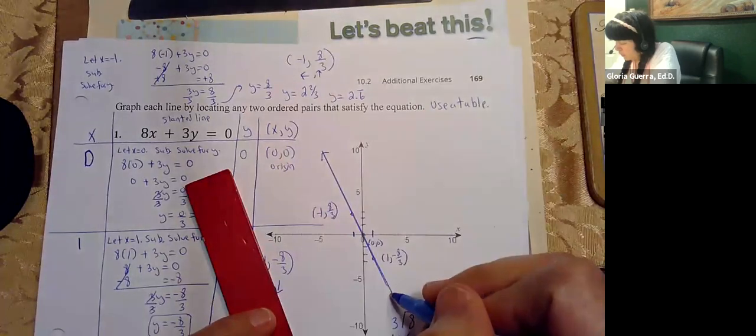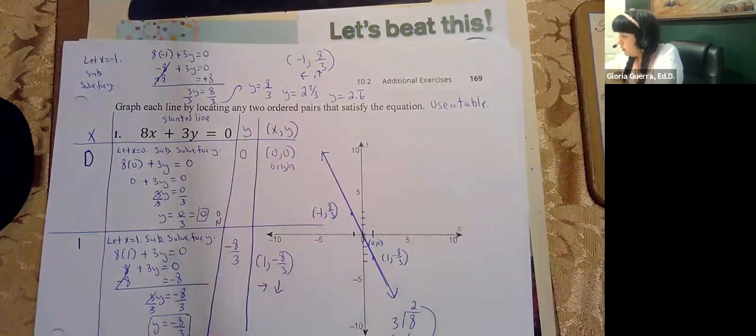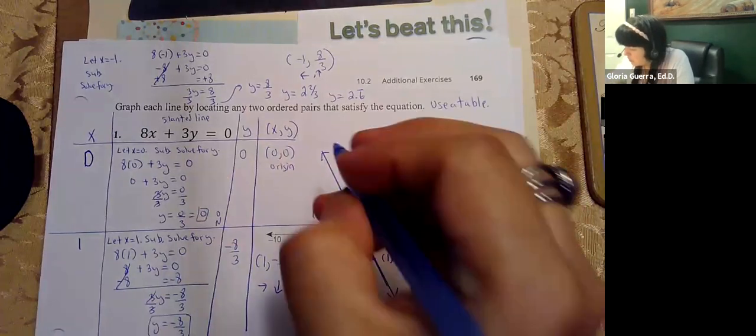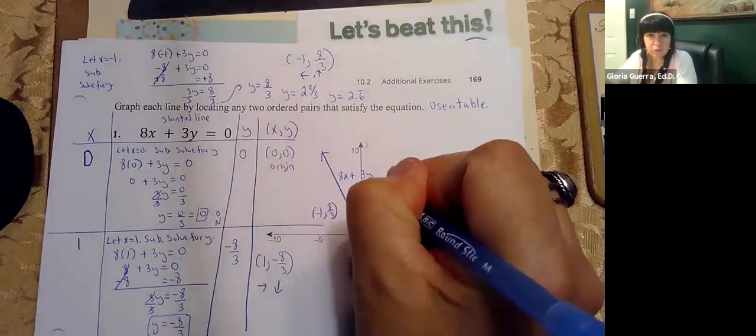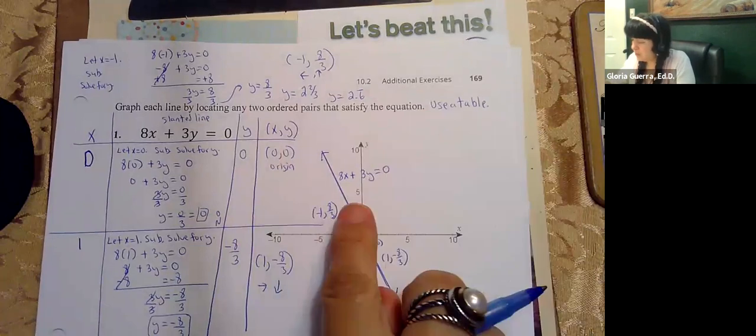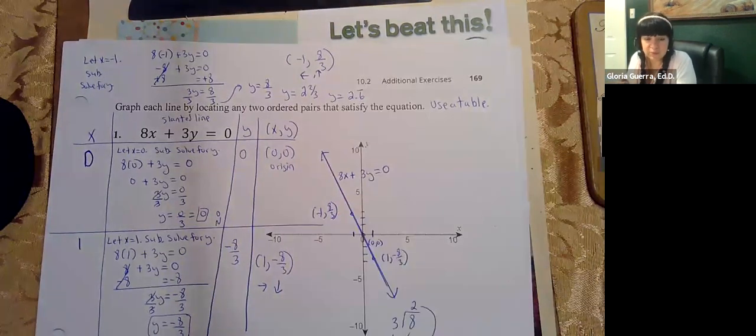And remember, you do three points as a check, right? Through any two points, you can always draw a line. That's why they like you to do a third as a check. And the name of that equation is 8x plus 3y equals 0. That's considered standard form: x's and then y's equals a constant.